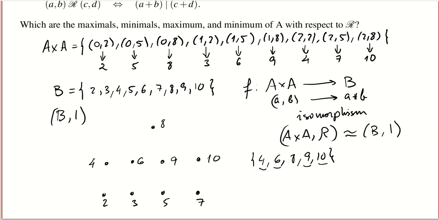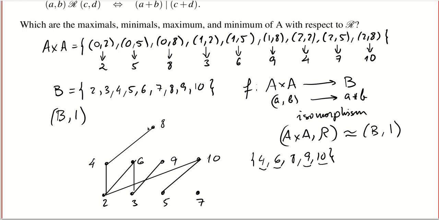Well, of course, this is connected to this only. 2 is connected to 6 and to 10. 3 is connected to 6 and to 9. 5 is connected to 10. Okay, and that's it. 7 is not connected to anyone. And here, 4 is connected to 8, and that's it. So this is the Hasse diagram.